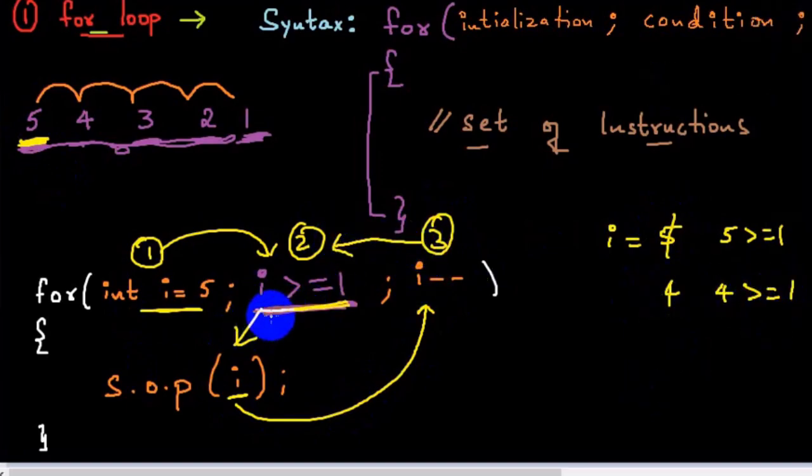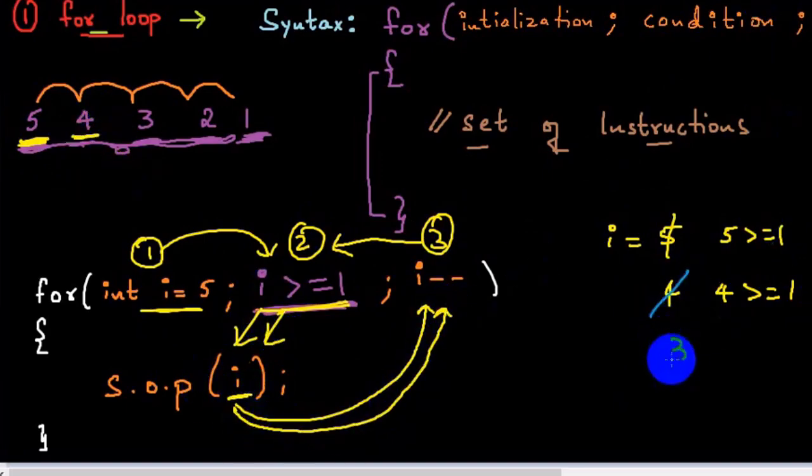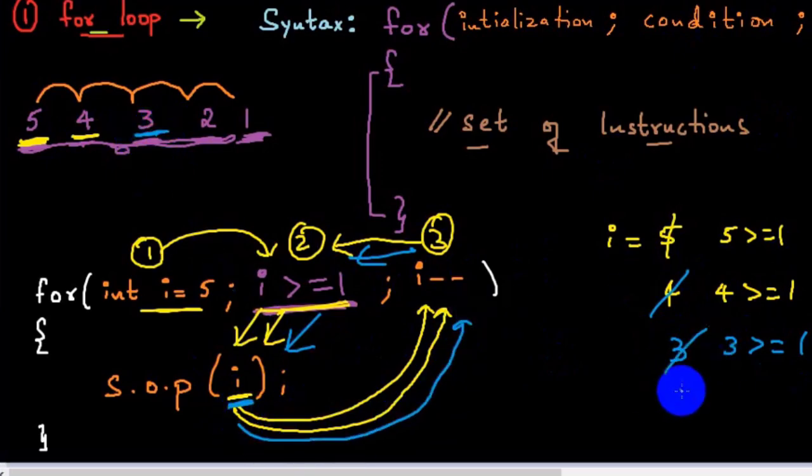True. Again the loop will come inside, and the i value 4 will get printed. The loop will go back. i minus minus, so i value will become 3. Check the condition. Is 3 greater than or equal to 1? Yes. Loop comes inside. What is my value? 3. 3 will get printed. Goes back. i minus minus, it will become 2.